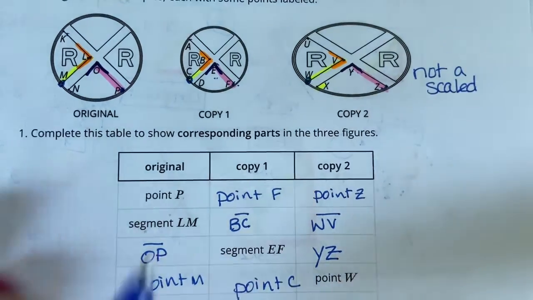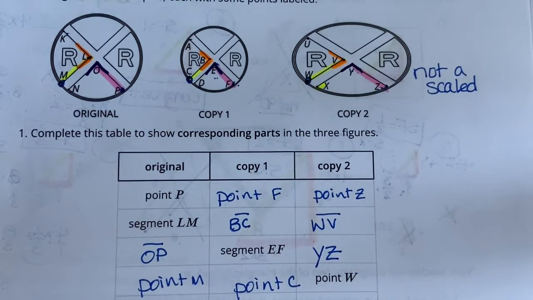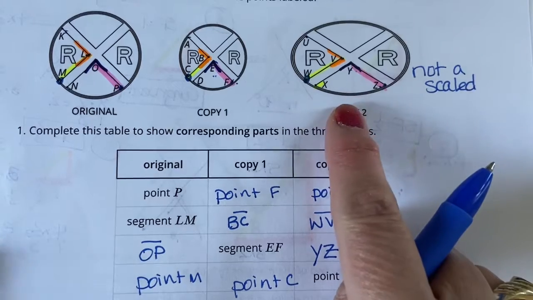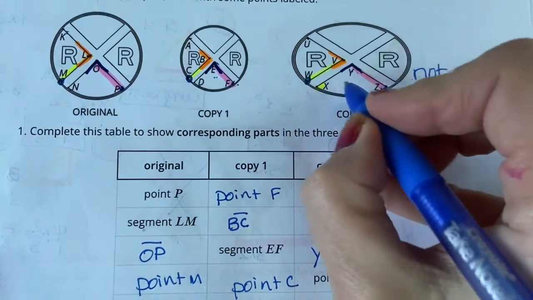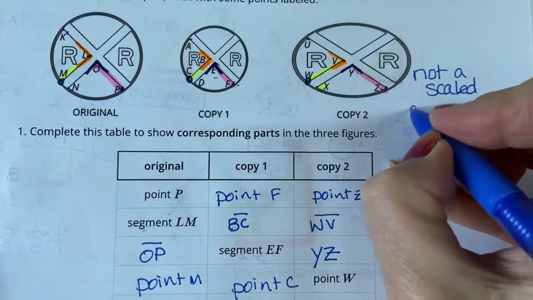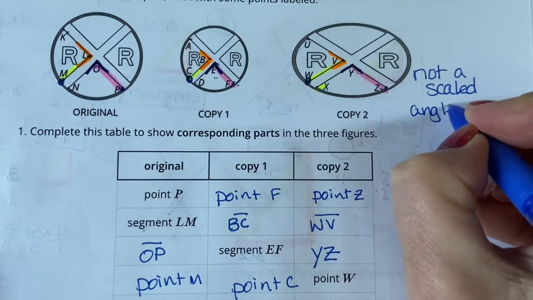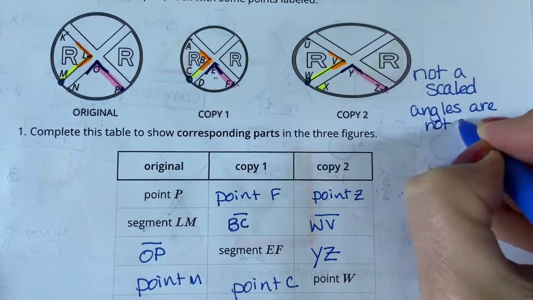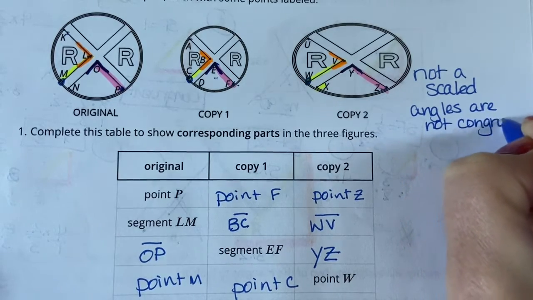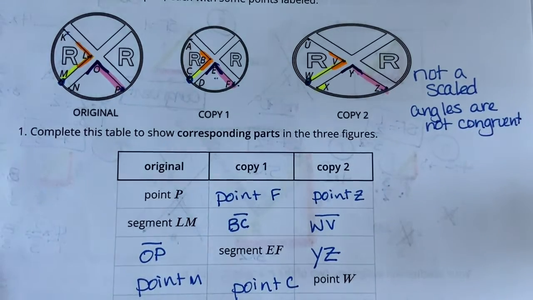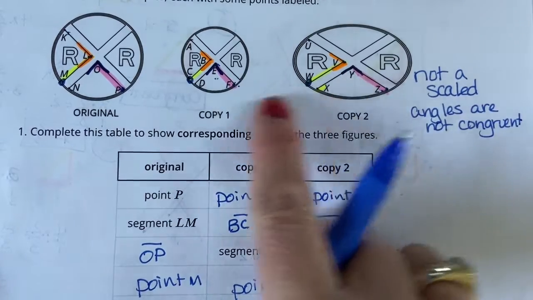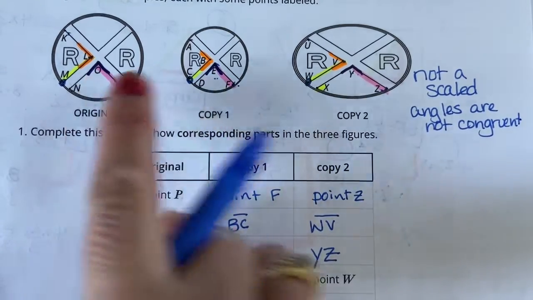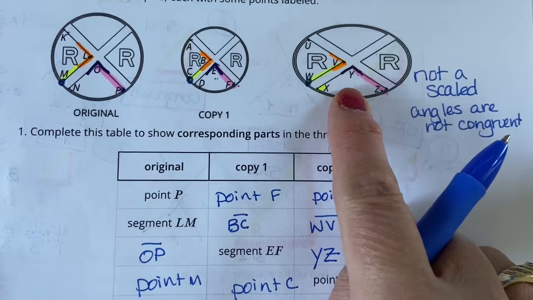It doesn't look like it. It looks like it's elongated anyway, but it can't be a scaled copy because the angles are not congruent. I can do that before even checking the sides, okay? I don't even know how long the sides are, but I do know that that's an obtuse angle, that's an acute angle, that's not the same, okay?